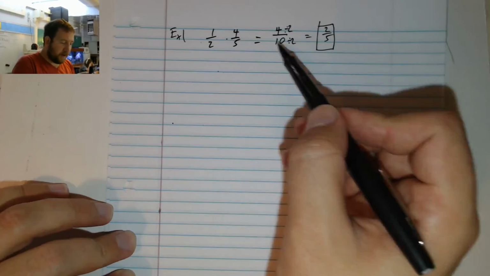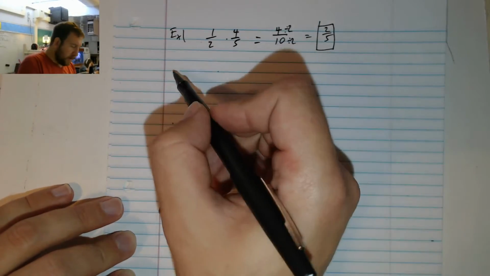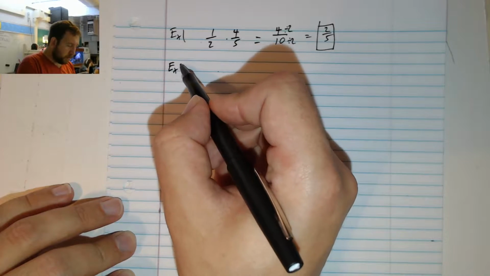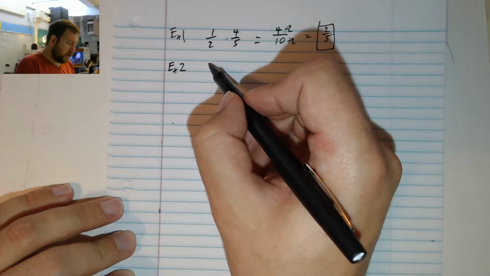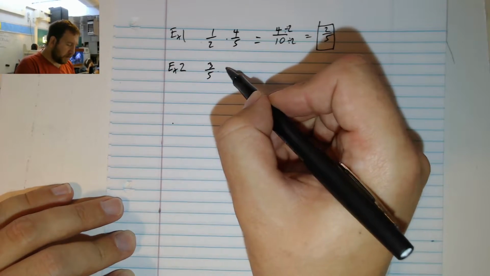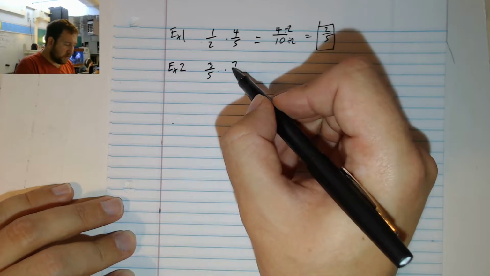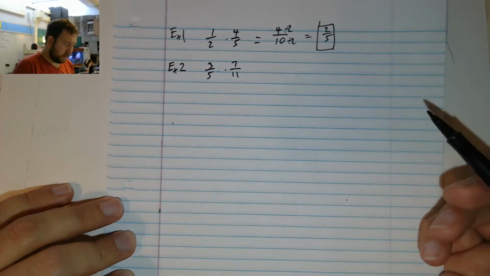And notice how I followed my steps in doing this. Let's look at another example real quick. Example 2. Let's do 3/5 times 7/11. Okay?